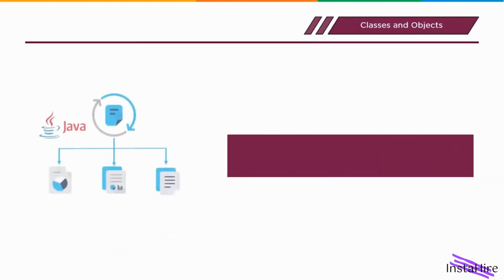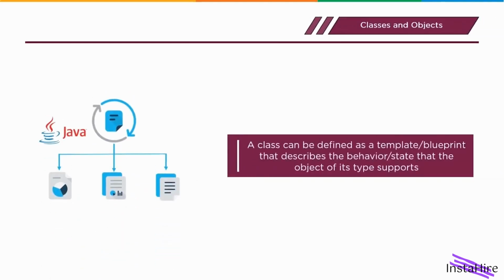So what exactly is a class? Let's consider a small example. Assume that you're going to build a house. Before you build a house, you will create a blueprint. With a blueprint, you can create any number of similar kinds of houses. Similarly, in case of Java, a class acts as a blueprint. So a class here describes the behavior of a particular object of its type.